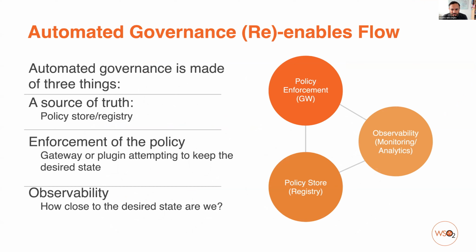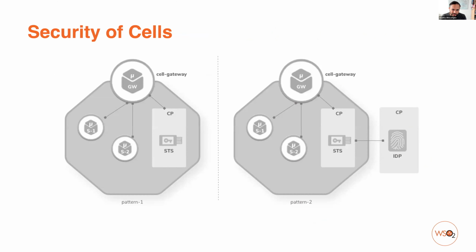The gateway that we are using in the cell creates a nice governance framework, because all the ingress calls are hitting the cell gateway. With that, you can enforce the policies, as well as you can collect observability data from the cell. Then the security of a cell is really important. There are two patterns. One is a self-managed security approach, where the entire decisions will be made inside the local control plane.